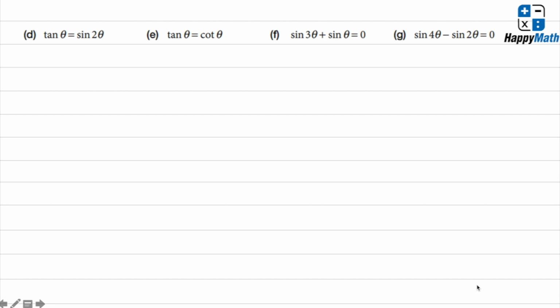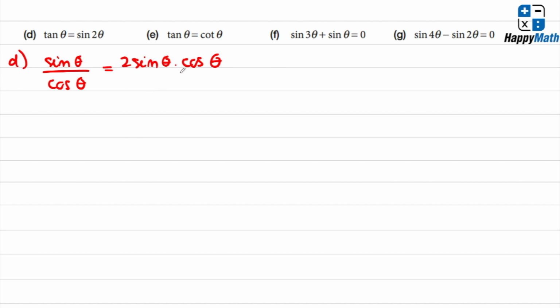We continue with question D. This is a new form of trigonometric equation. On the left hand side, you have tan, which means sine theta over cos theta. And on the right hand side, you have sine 2 theta, which is a double angle formula. This will be equal to 2 sine theta times cos theta.